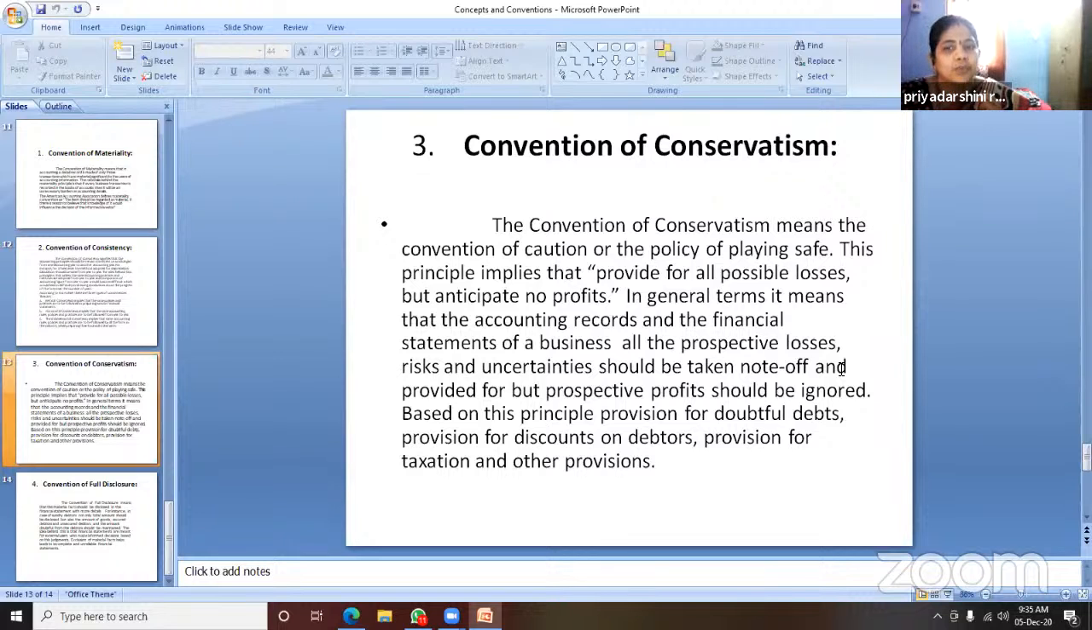For that reason, we have to provide a provision for doubtful debts. Sometimes there will be bad debts. Debtors will not pay the amount. Who is the debtor? The person who purchases goods from the business on credit basis is called a debtor. Sometimes he may pay the full amount. Sometimes we may not receive the amount because it is credit sales, so we may not receive the amount in full. If we received half the amount, the remaining half we should consider as bad debts. We should make a provision for that. So this is regarding the convention of conservatism. Business involves uncertainties, so we should always think of possible losses.